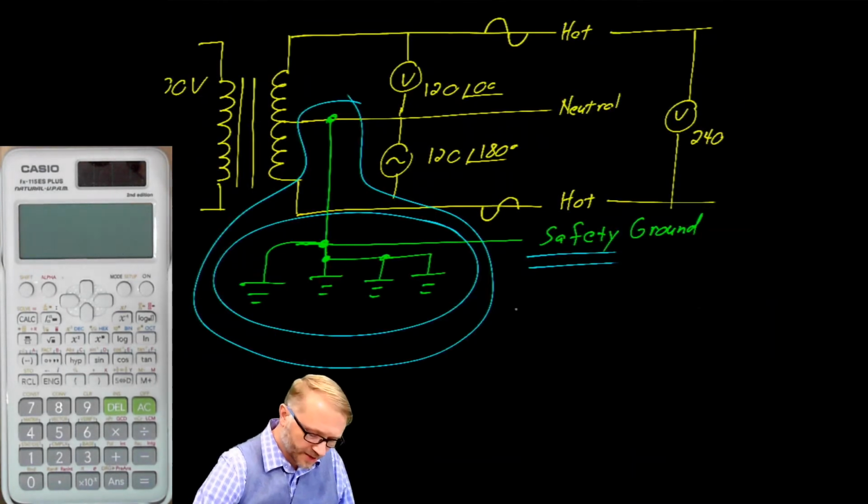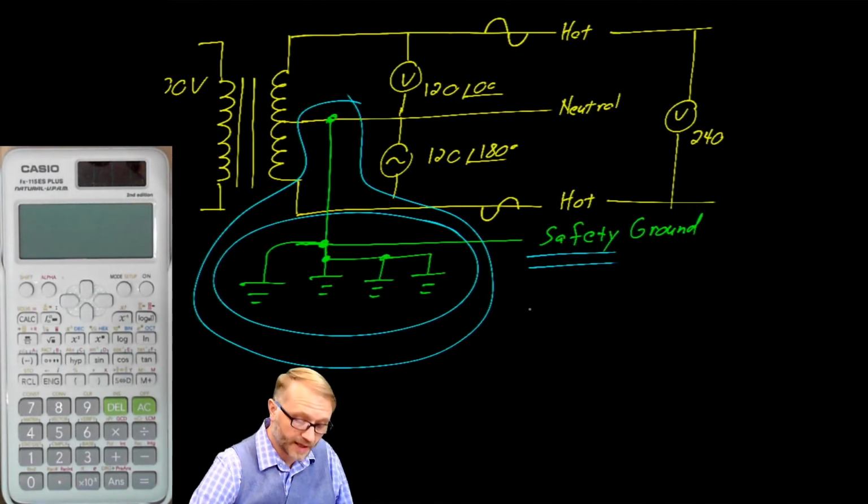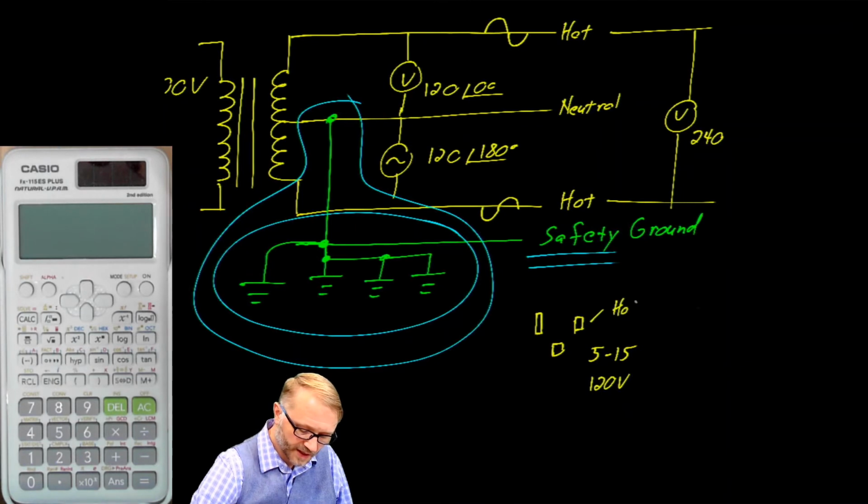To better understand residential wiring, it's useful if we look at an outlet. For example, the common one that everybody uses looks something like this. It's a type 5-15 and it provides 120 volts. This is the hot, this is neutral, and an independent safety ground is also run.